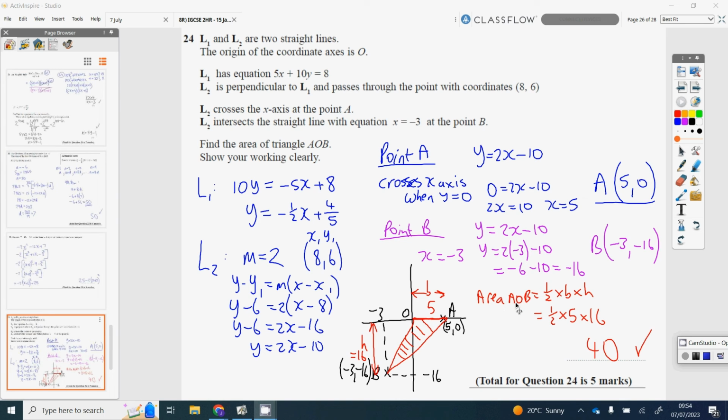So the area of triangle AOB is half times base times vertical height, half times 5 times 16, which is 40.